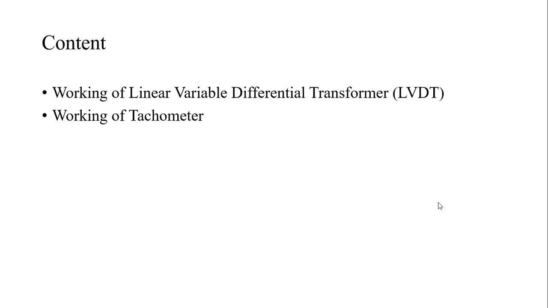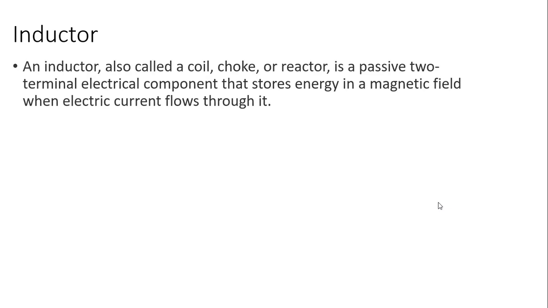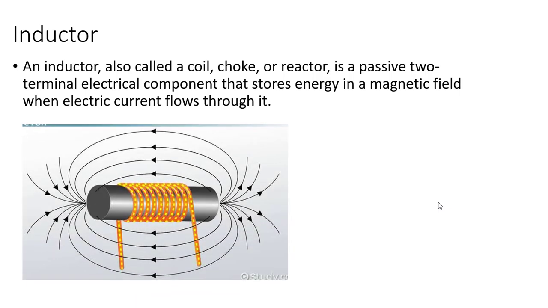Before discussing the LVDT, there are some important terms you need to know so that you can easily understand the working of LVDT. It's a variable differential transformer. For that, you need to know firstly the inductor. What is an inductor? An inductor is a coil, a passive two-terminal electrical component that stores energy in the magnetic field.